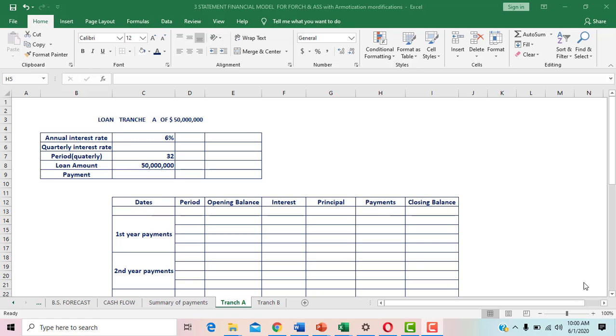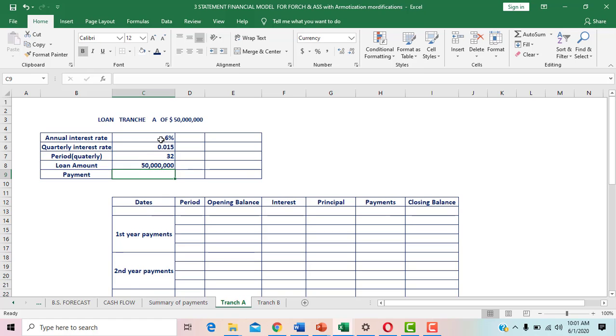We are told that the company gets a $50 million loan to be paid every quarter for the next 8 years. This means the loan will be repaid for 32 periods, given that there are 32 quarters in 8 years. So let us calculate the total payment the company will be making every quarter. First, we calculate the quarterly interest rate, which is equal to the annual interest rate divided by 4. So we have a quarterly interest rate of 0.015.